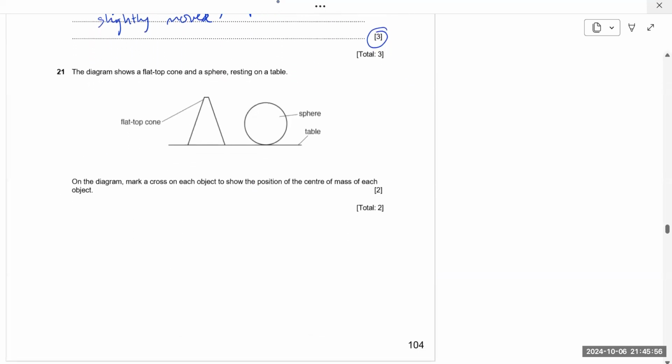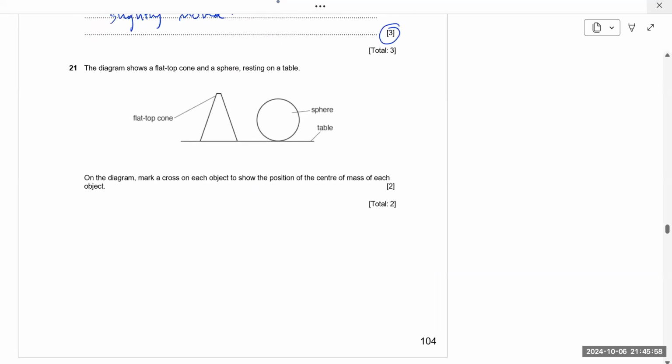طيب number 21. The diagram shows a flat top cone and a sphere resting on a table. Flat top cone و sphere. On the diagram, mark a cross on each object to show the position of the center of mass of each object. طيب center of mass بتاع السفير لأن هي regular shape هيبقى in the center. أول على قد ما أقدر أجيبها في السنتر، وهنا لازم أبين إن هو إيه قريب من تحت. طبعا مرسموش تحت خالص كده غلط، لازم أحطه قريب من تحت. okay.